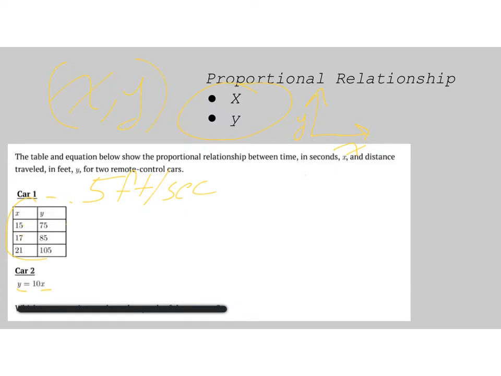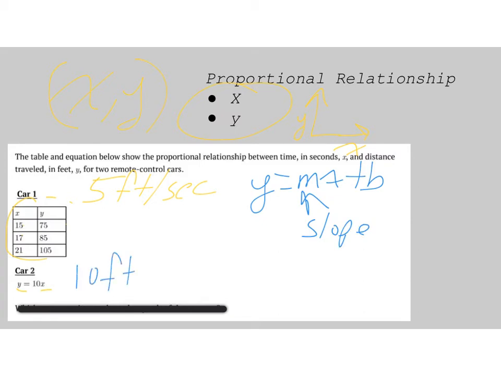When we have y equals mx plus b, this right here is our slope. This one goes 10 feet per second. Now I'm going to touch on this real quick: there is no y-intercept here. It would be 0 because a race car starts still, it's not moving, so there's no place for it to start. So it's 0. Which one would be faster, car 2 or car 1? Yeah, car 2, it's twice as fast.